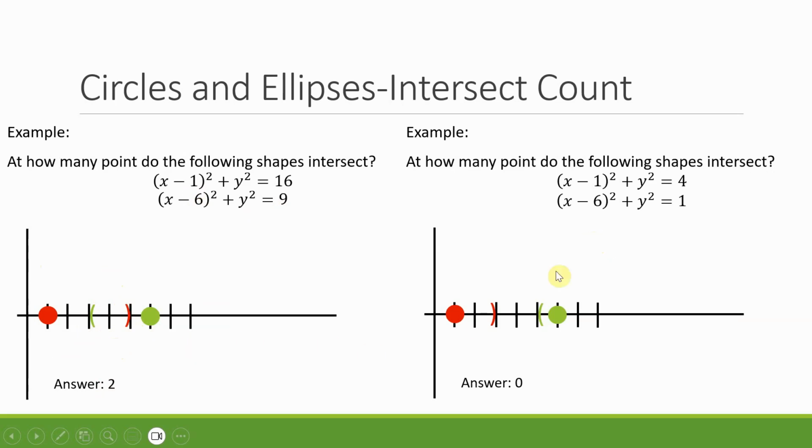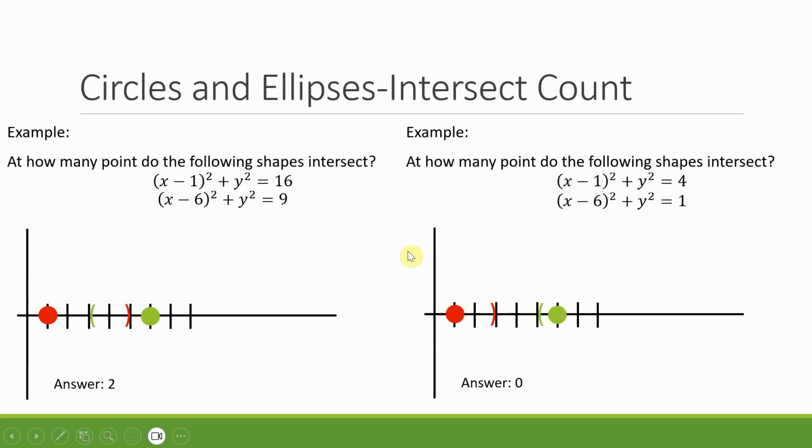Meanwhile, over here, again, same centers with the x minus 1 and x minus 6. But the radius is going to be 2, so 1, 2. And in this case, it's going to be 1, because the square root of 1 is 1. So it's going to be here. So in this case, they never touch and never cross, so the answer is 0. So I'm just going to have a little circle over here, a little circle over here, and they never cross.